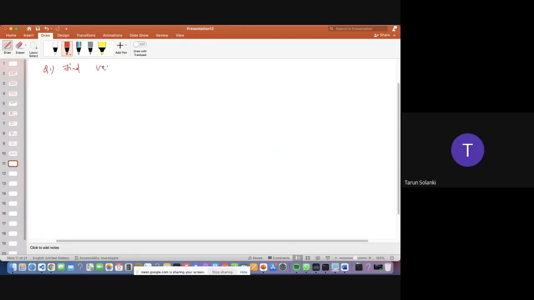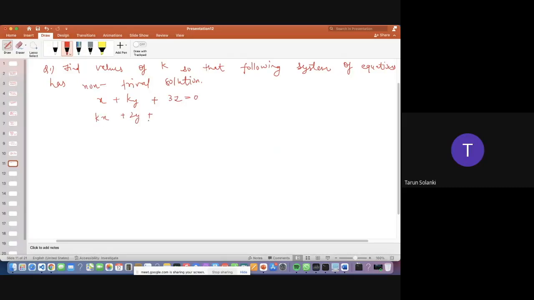Find the values of k so that the following system of equations has a non-trivial solution, that is, x plus ky plus 3z is equal to 0, kx plus 2y plus 2z is equal to 0, then 2x plus 3y plus 4z is equal to 0.